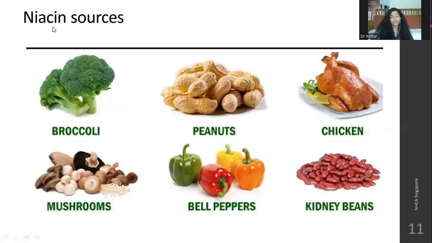Having multigrain, whole grain cereals and pulses, these can solve the majority of your B complex issues. Apart from that, the best sources of niacin are broccoli, peanuts, chicken, mushrooms, button mushrooms, bell peppers, capsicum, kidney beans.